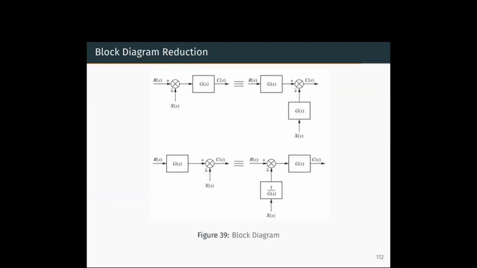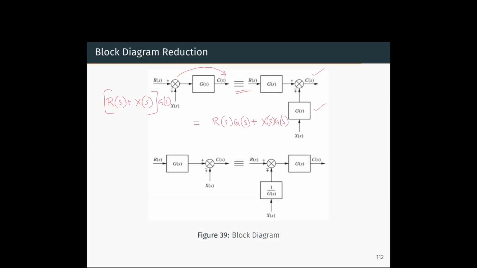Now we will see a few more block transformations. The first one is moving a summer. Moving the summer from this point to this point. Both these are equivalent representations. To reduce the block diagram, sometimes we will have to move the summer from one point to another. Here the input and the output should be the same. So to maintain the output at C of s, we will have to multiply this signal X of s with G of s when we move the summer to the right. Why is it so?